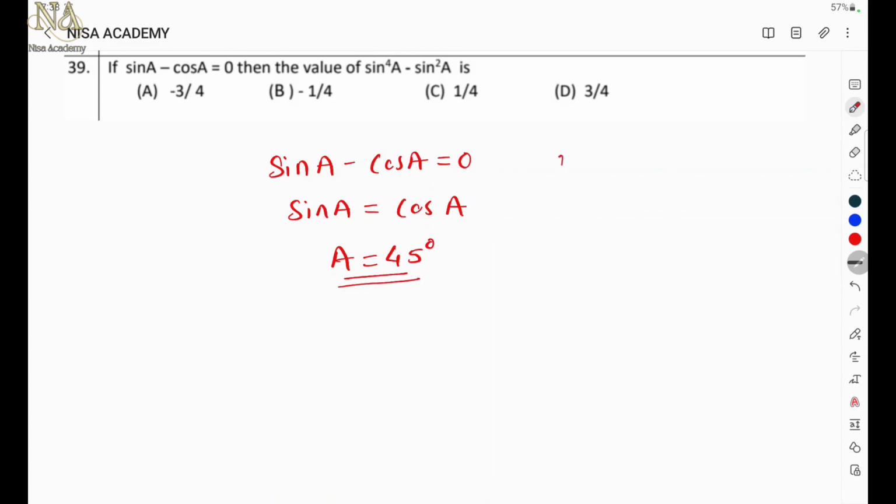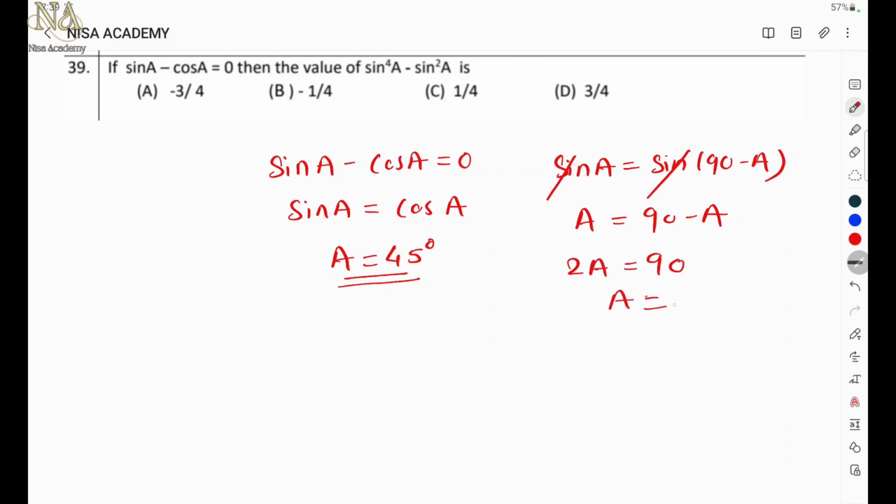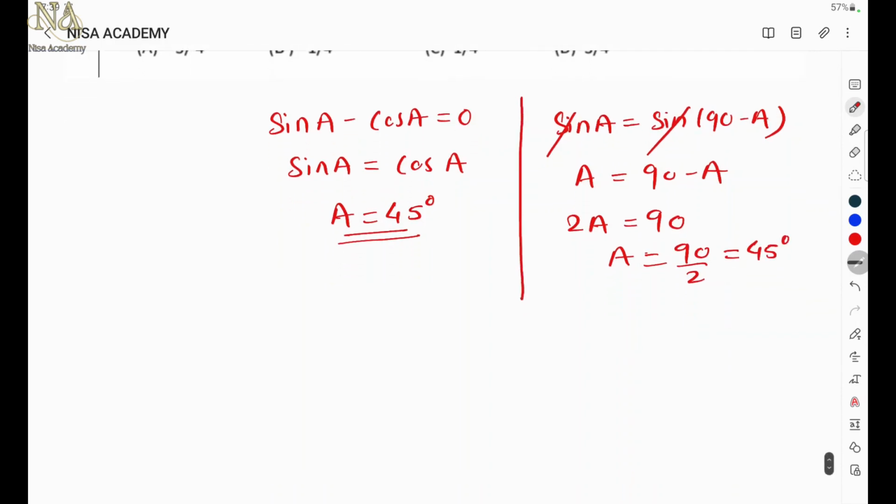Or the other way you can think is, see, sine a, right? If I want cos a, what will I write in the complementary angle? Sine of 90 minus a, because sine of 90 minus a is cos a. So, instead of cos a, I will write sine of 90 minus a. So, sine a gets cancelled. a is equal to 90 minus a. 2a equals 90. So, a is 90 by 2, which is equal to 45. So, both are correct, right? Whichever way you want to follow, it is correct.